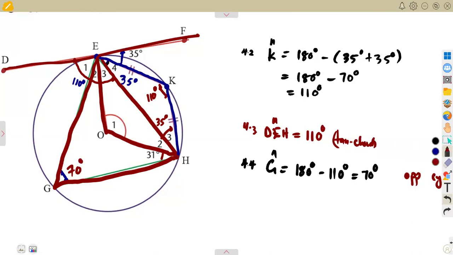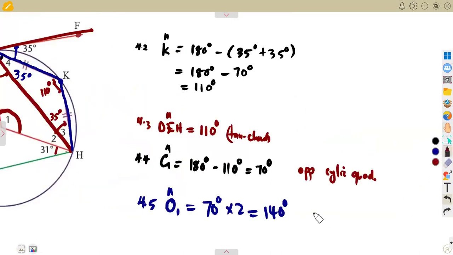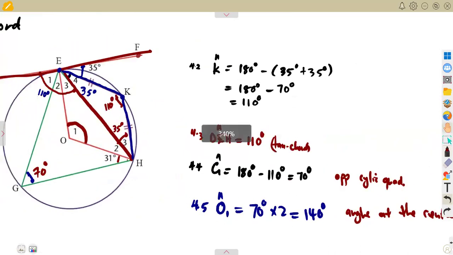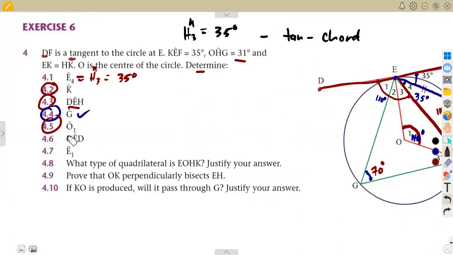So what's the concept? We know that the angle at the center must be twice the angle at the circumference. So our angle O1 is going to be 70 degrees times 2, which is 140 degrees. So this is about the angle at the center. Remember, the angle at the center is twice the angle at the circumference. So this is going to be 140 degrees.